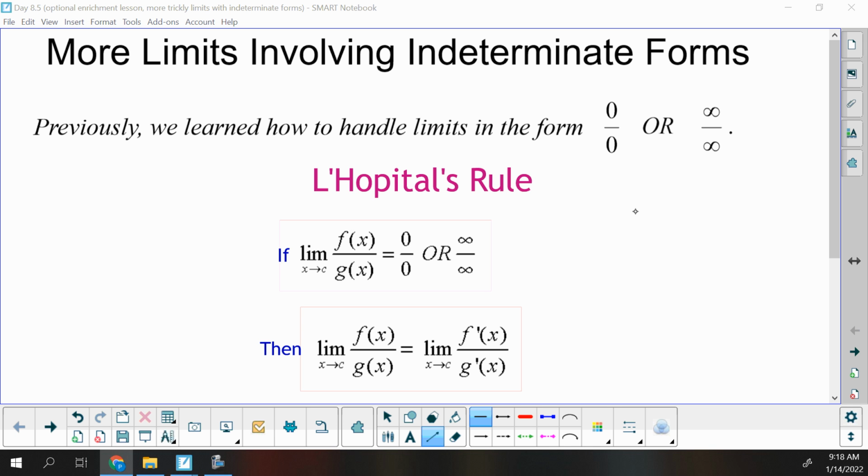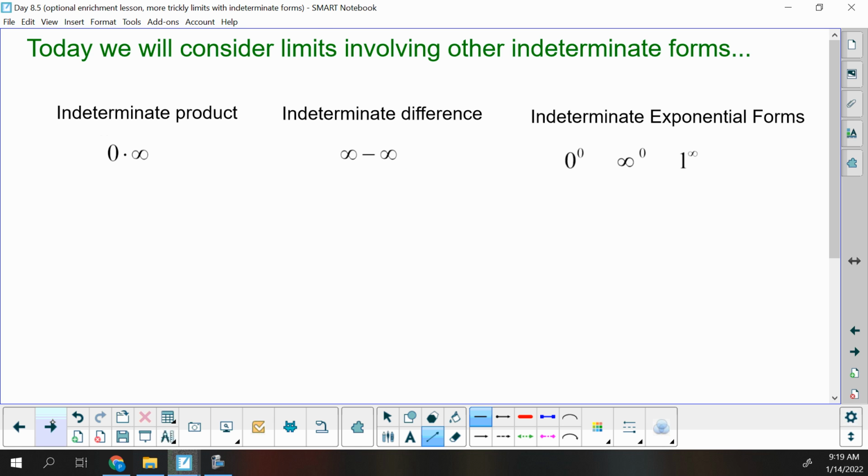So we already learned on day 8 about the indeterminate forms of 0 over 0 and infinity over infinity, and how we can do L'Hopital's rule for them. Take the derivative of the numerator, derivative of the denominator, reevaluate the limit. So today we're going to look at several additional indeterminate forms, and in your notes packets, you're in the day 8.5 one. So the three are, you could have an indeterminate product.